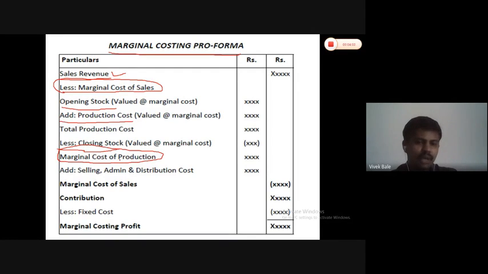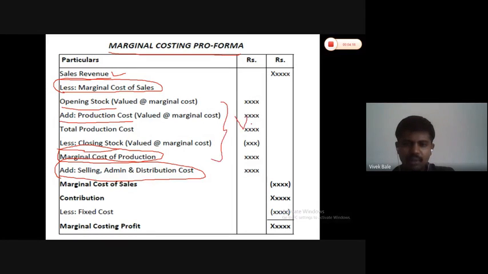Once you get the total variable cost of production, to this variable cost we have to add the selling, administration and distribution cost. All these three costs are variable in nature. Another name for variable cost is marginal cost. So this gives you the marginal cost of sales. Once you get the marginal cost of sales, if you minus it from the sales, you will get the contribution.